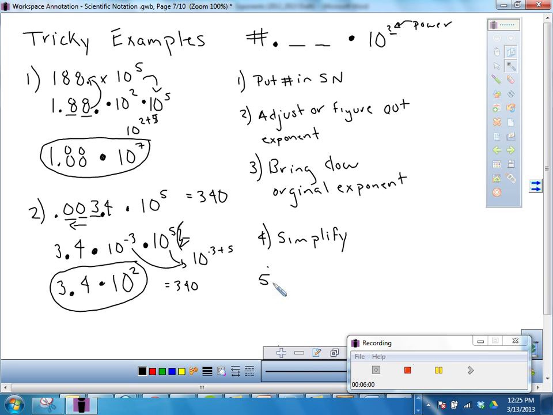So let's add a fifth step: we should check our answer, and make sure that we're adjusting it right. Okay, I'm going to go ahead and erase these steps because I want to do one more example for you, so make sure you have these written down.